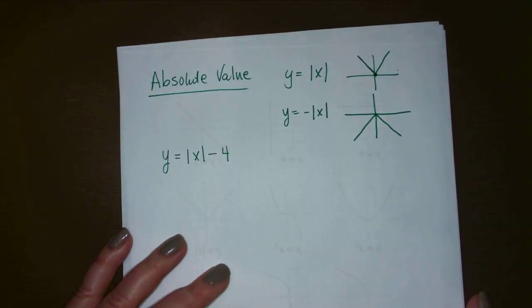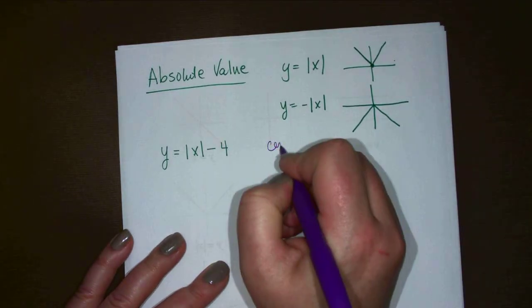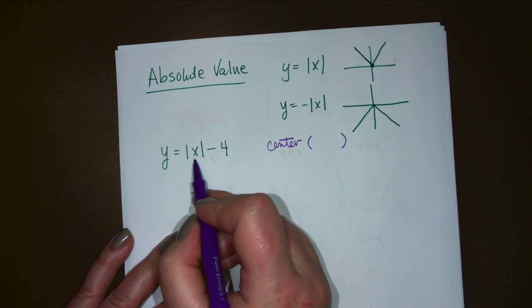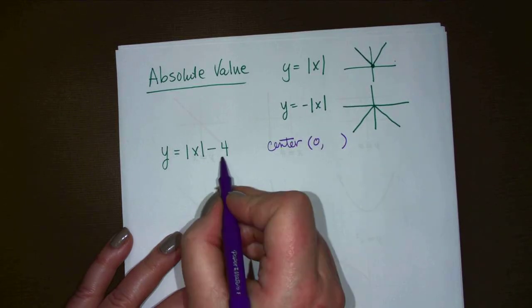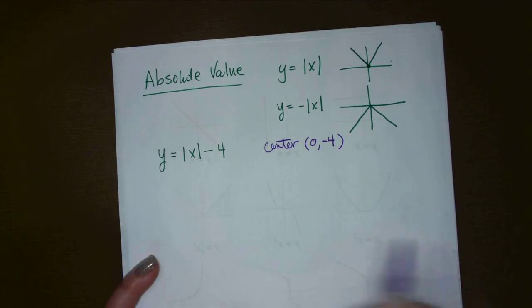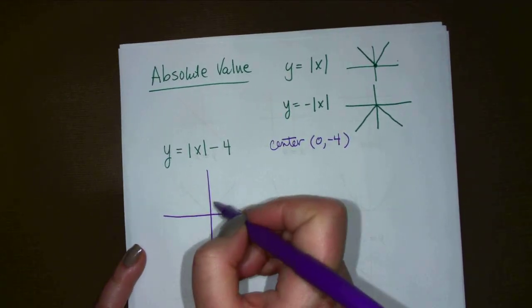Absolute value of x minus 4. What's the vertex? What makes the inside of the absolute value 0? 0. -4. Okay, so we've got our center. We're going to sketch it just roughly. 0, -4 is down here.